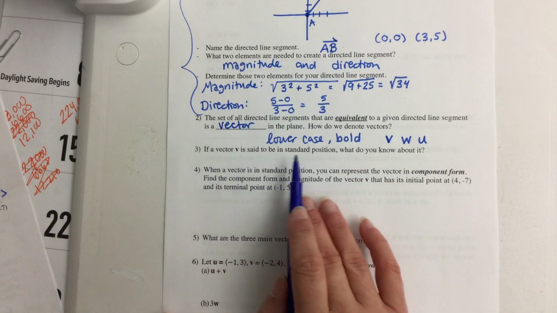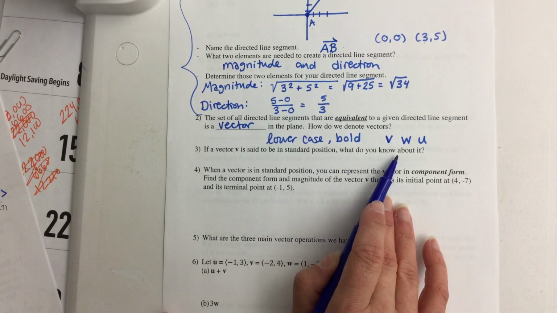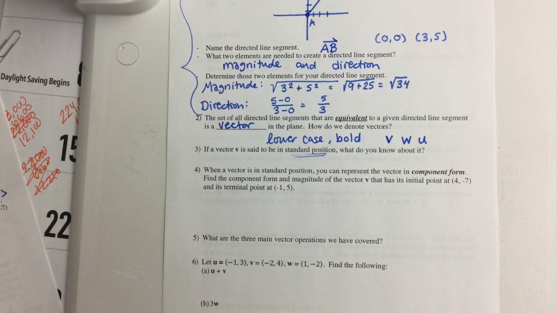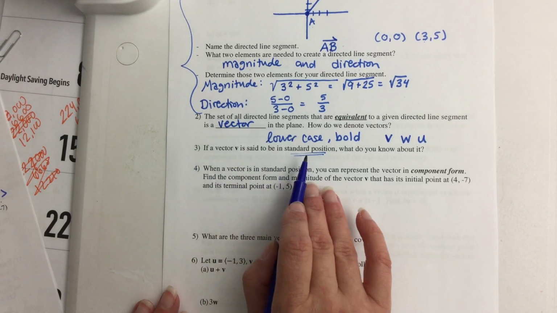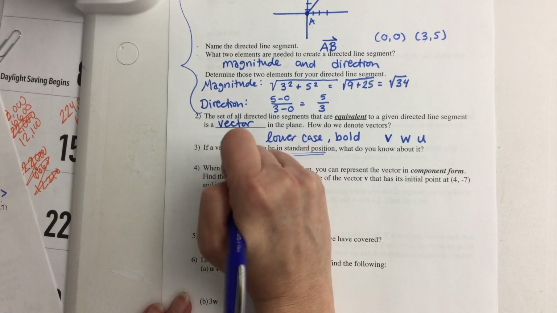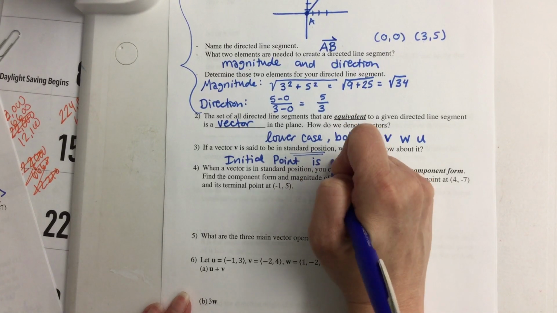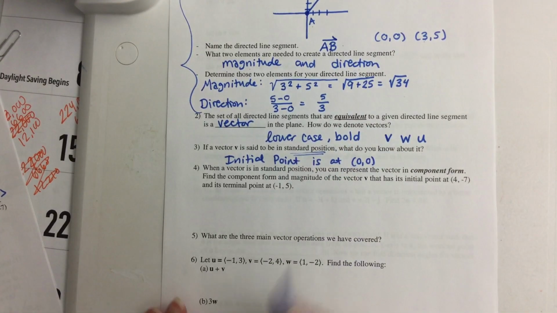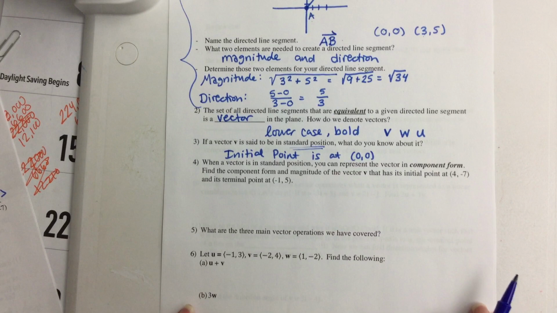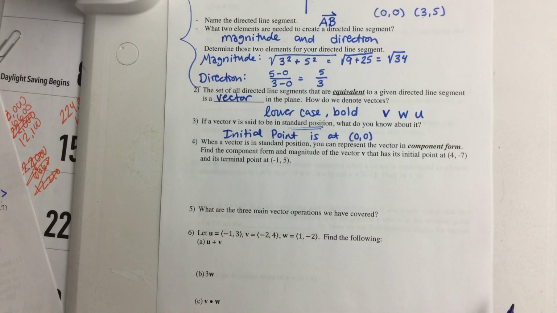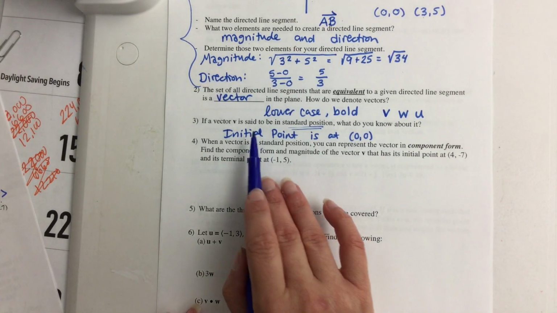If a vector v is said to be in standard position, what do you know about it? Well, think about when we graphed standard angles or angles in standard position. Remember, the vertex of the angle had to be at 0, 0. So it is definitely related to that. In order for a vector to be in standard position, its initial point, so where it starts, is at 0, 0. So standard position really means that you are utilizing that origin of the coordinate plane.